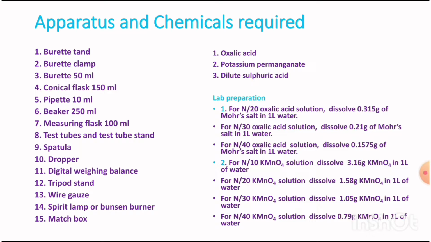Apparatus and chemicals required: burette stand, burette clamp, burette of 50 ml, conical flask of 150 ml, pipette of 10 ml, beaker 250 ml, measuring flask 100 ml, test tube and test tube stand, spatula, dropper, digital weighing balance, tripod stand, wire gauze, spirit lamp or Bunsen burner, matchbox. And the chemicals required are oxalic acid, potassium permanganate, dilute sulfuric acid. Lab preparation for teachers: as per requirement, teacher can prepare any strength of oxalic acid solution as well as KMnO4 solution.